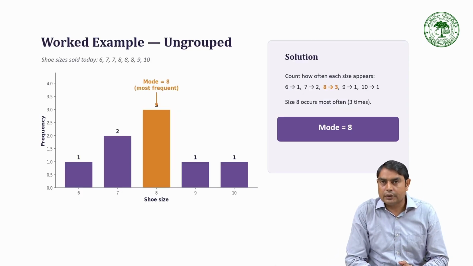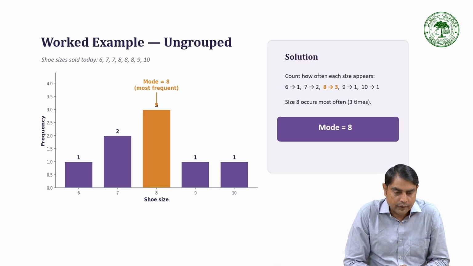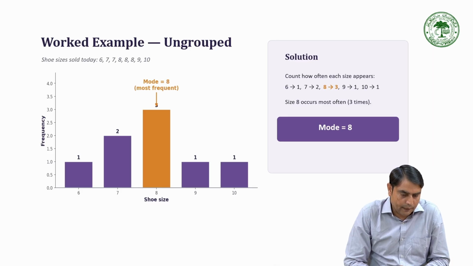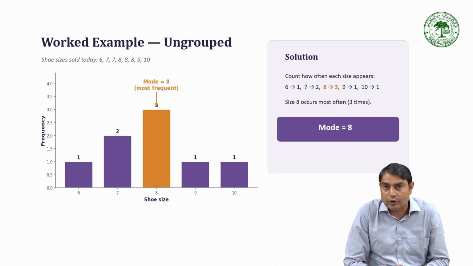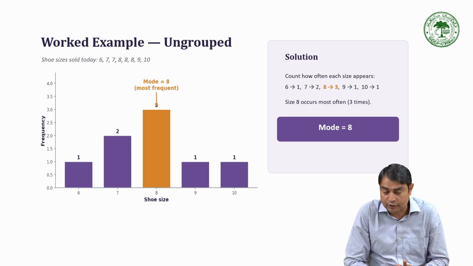To have a clear picture, let us look at this graph on your table. What you can see is that on the x-axis, shoe sizes are mentioned, and on the y-axis, frequencies for each shoe size are given. So size 6 is demanded by one, size 7 is demanded by two people, size 8 is demanded by 3 people, then size 9 is by 1, and size 10 by 1.